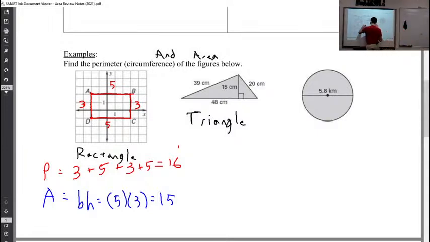Perimeter. Add up all the sides. And a triangle, as you know, has 3 sides. There are 4 measurements, so there's one of them that we're not going to use. Here is side number 1. Here is side number 2. Here is side number 3. The 15 is not used in the perimeter because it's not a side. Add up all the sides. We have 48. We have 20. We have 39. That's 68 and 39 is 107.